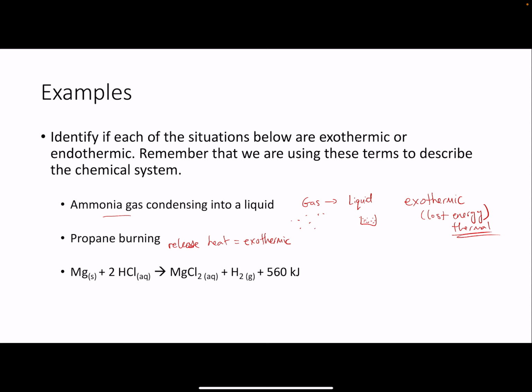And then lastly, if we look at the chemical reaction here, we see 560 kilojoules, right? And again, joules and kilojoules are how we measure energy. And because it's as a product, it means it was released. Therefore, this is an exothermic reaction, even though the plus sign here just means it's one of the products. It's not saying that it's a positive value. It's just saying that there's energy coming out from the system, from the reactants compared to the products.